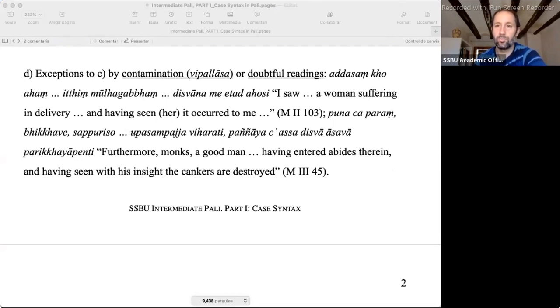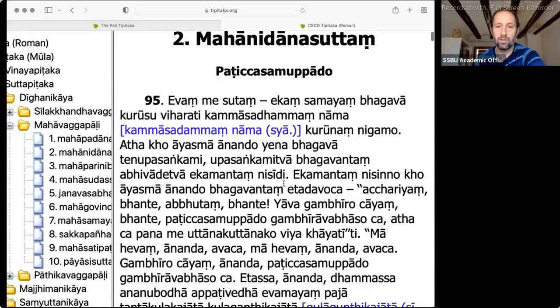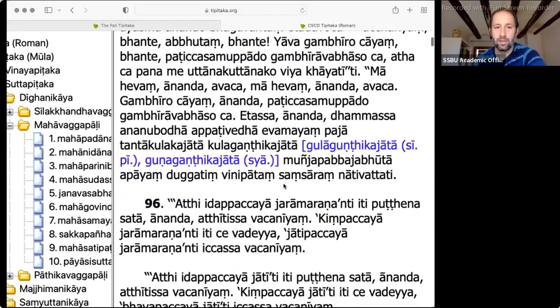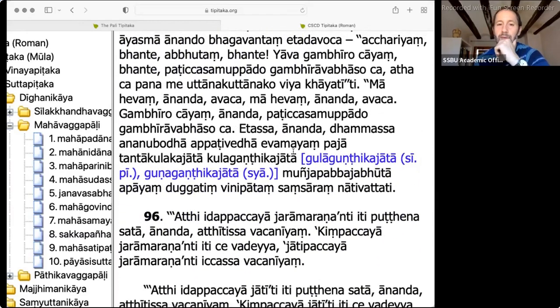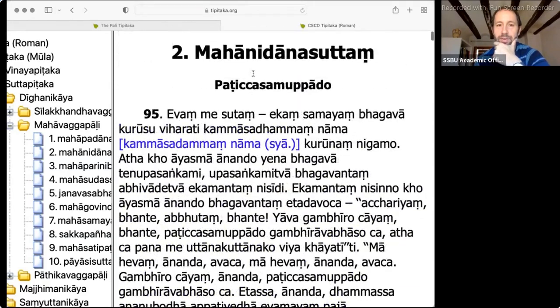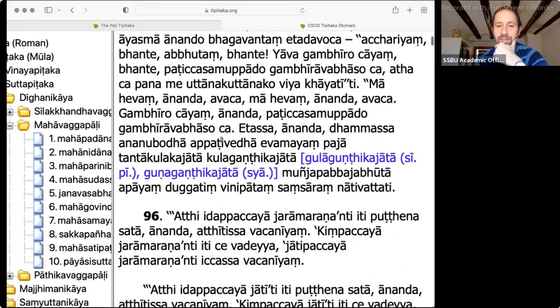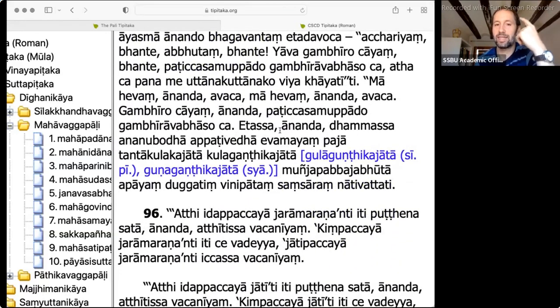It's just to clarify what we mean by doubtful reading. Sometimes the doubtful reading is in the verb, sometimes in the... So here, I hope you can read the text. It is a very famous beginning of the Mahanidana Sutta. And you remember that sentence here.